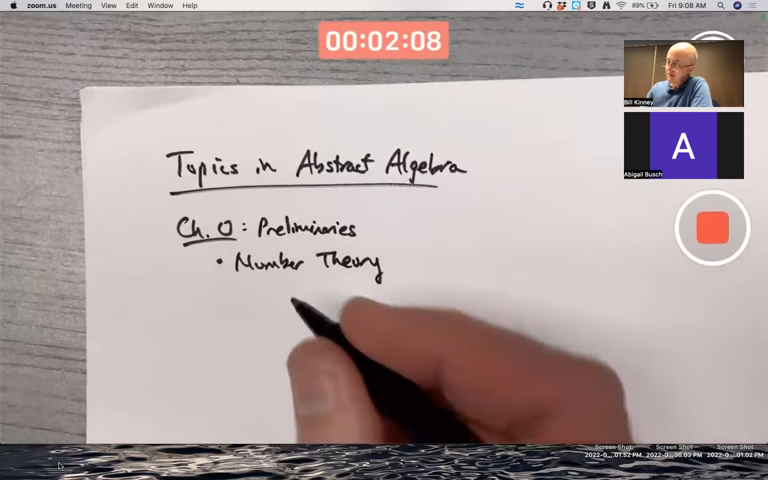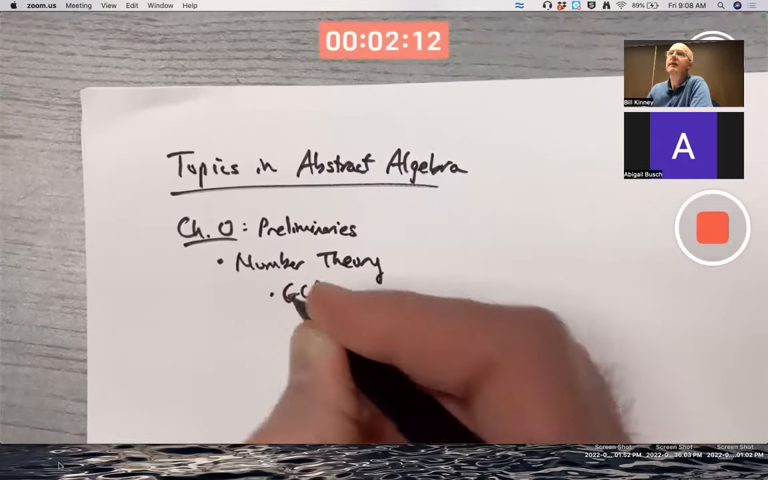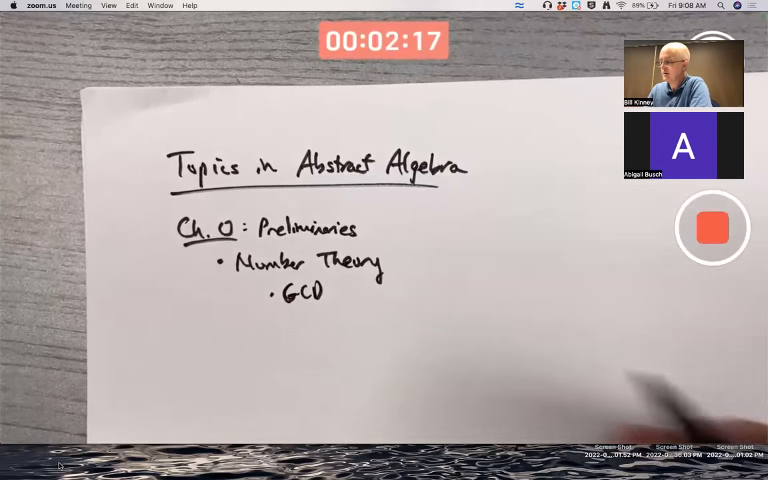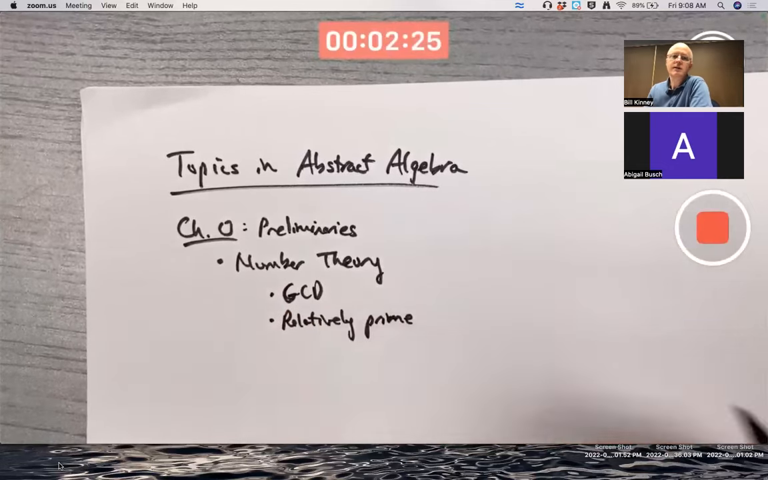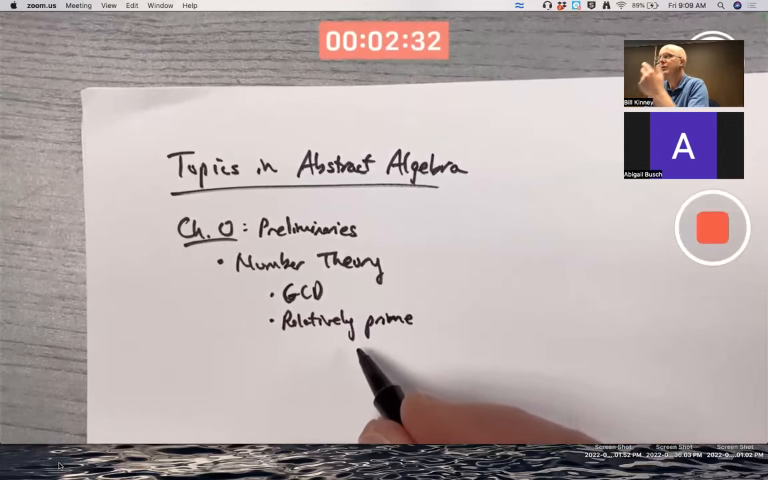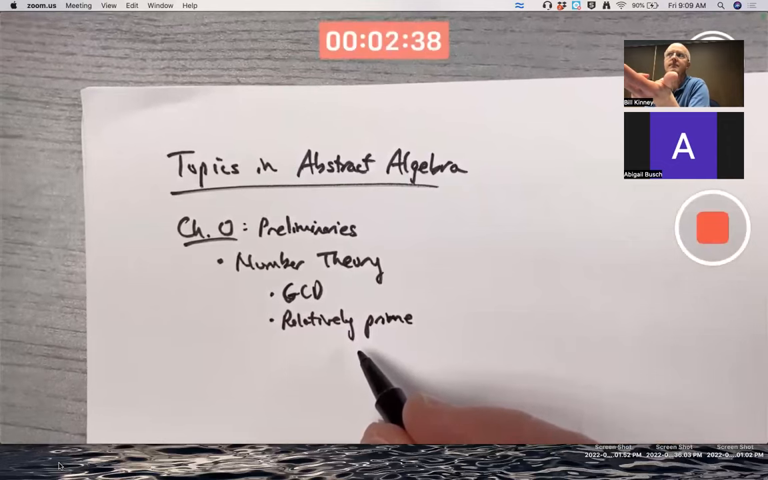For example, GCD, greatest common divisor, sometimes also called GCF, or greatest common factor, of two numbers. What does it mean to be relatively prime? You can think of relatively prime in terms of two approaches. You could say two positive integers are relatively prime if and only if they have no common prime factors. That's one way to think of it. Another way to think of it is their GCD equals 1.